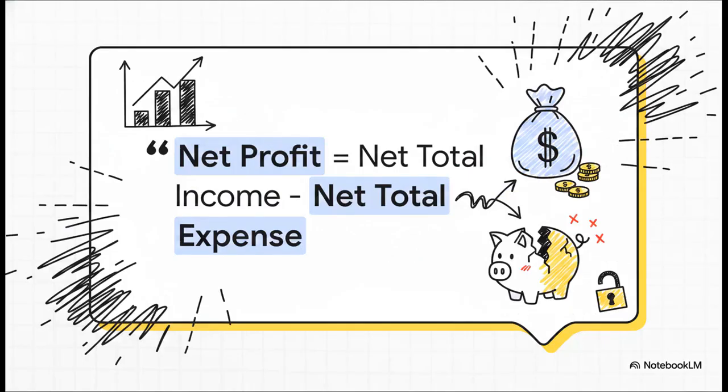Furthermore, accurately tracking those nominal accounts directly determines your bottom line. Just look at this crucial formula from our source notes. It plainly states, net profit equals net total income minus net total expense. If you mess up and fail to correctly debit an expense or credit an income, this whole equation breaks down, and you basically have no idea if your business is actually making money.